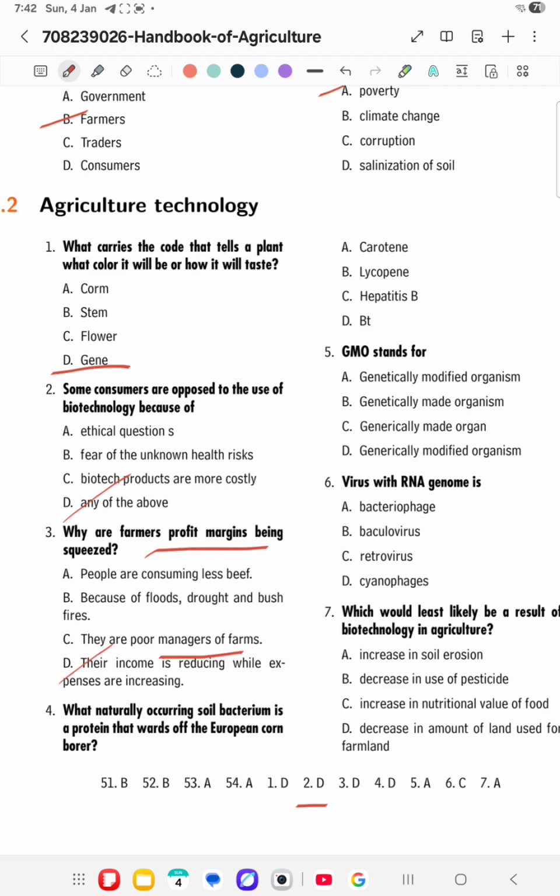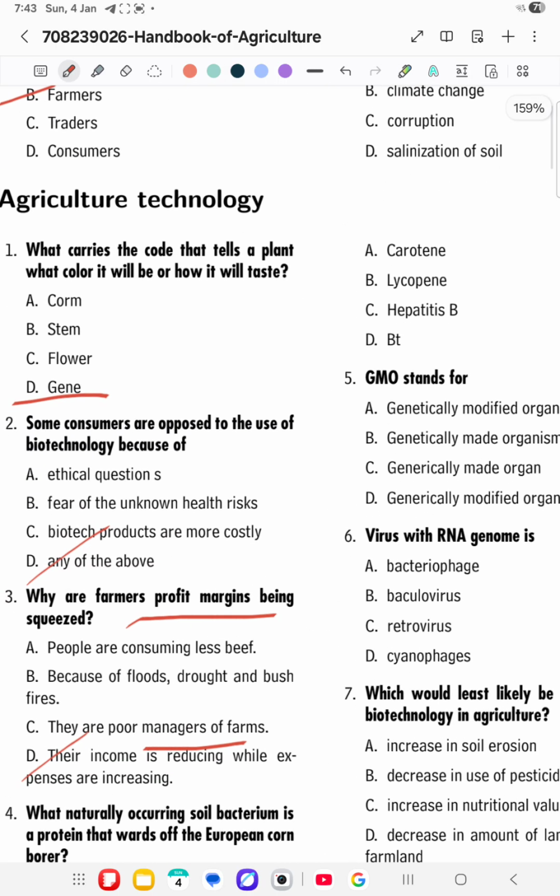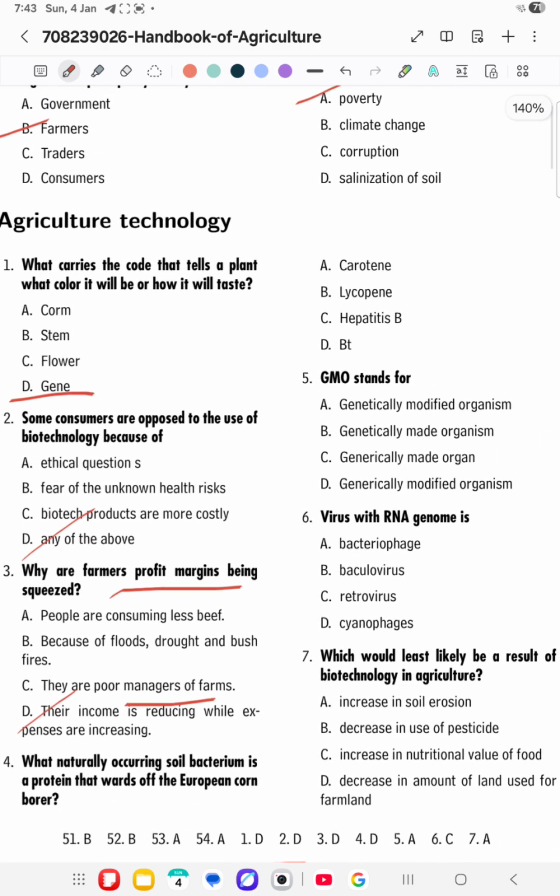What naturally occurring soil bacterium produces a protein that works against the European corn borer? Carotene, lycopene, hepatitis B, BT. BT is a soil bacterium. I think D will be the answer. Question number 4, the answer is D. Yes, Bacillus thuringiensis. GMO stands for genetically modified organisms.